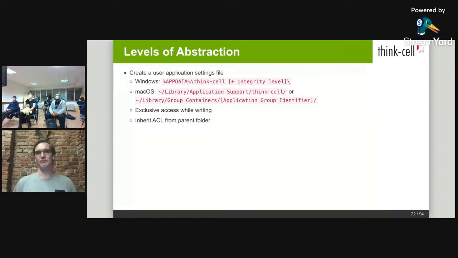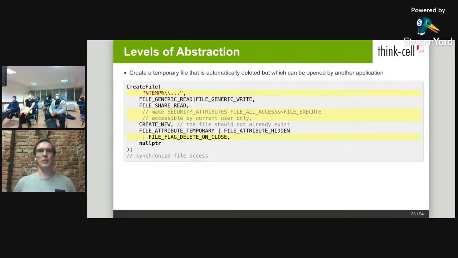Now, a more complicated example is how to create a temporary file that will be automatically deleted for us, but which can be opened by another application. On Windows, that is pretty straightforward. We create a file in the temp folder by some name. Maybe we specify some Windows-specific security attributes. We want to prevent execution of the file. We want to make it accessible by the current user. And then there's this magic flag, FILE_FLAG_DELETE_ON_CLOSE, which says pretty much exactly what we wanted to say.